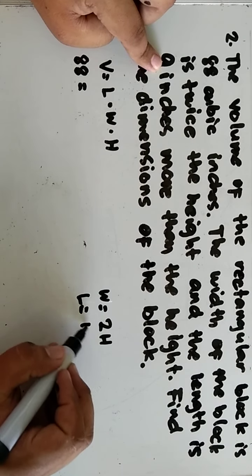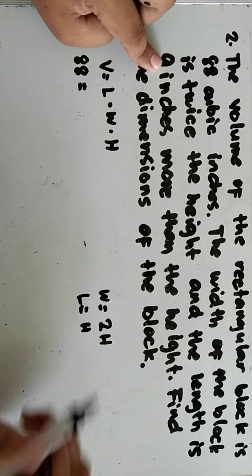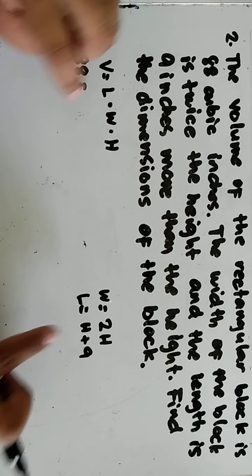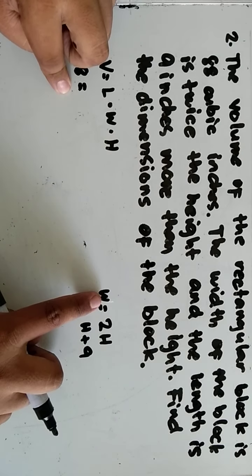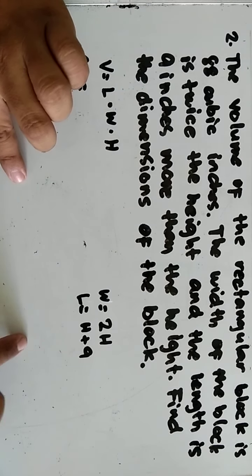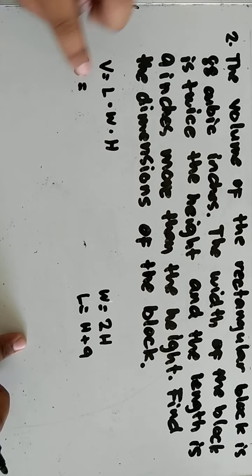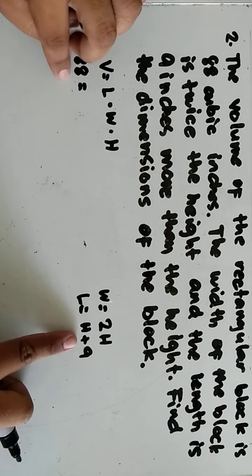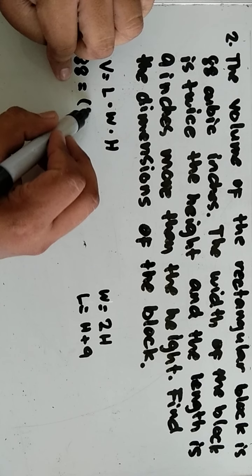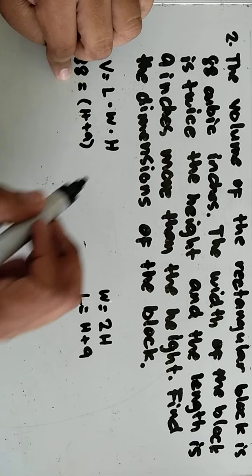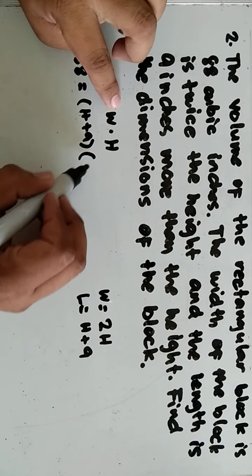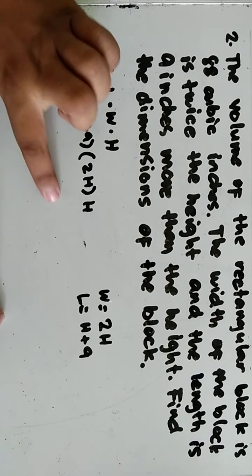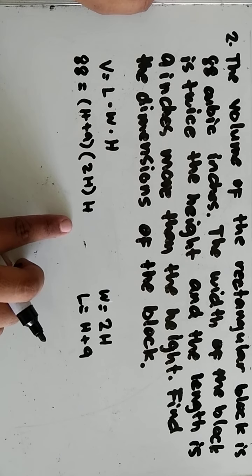So, ibig sabihin, kung yung height niya, h, ibig sabihin more than the height, dadagdag tayo ng 9. So, dahil may mga value na tayo ng length at ng width, at yung height natin as is, kasi siya yung point of comparison, i-substitute natin siya dito sa mga L, W, and H. So, unahin natin yung L. Meron tayong H plus 9. Meron tayong width. Yung width natin ay 2H. At meron tayong H, yung height. So, nakuha kung paano naging ganyang tatlo.